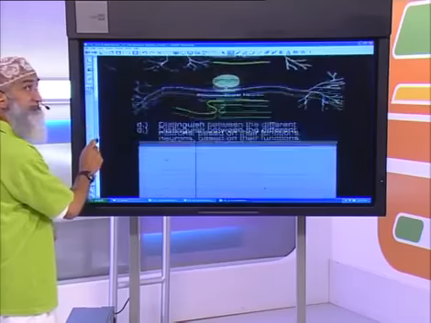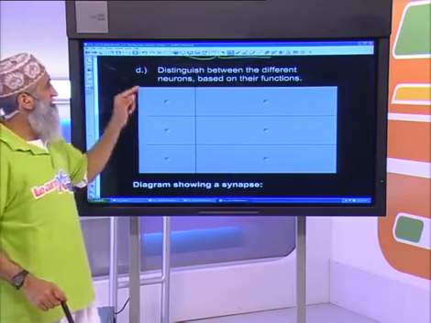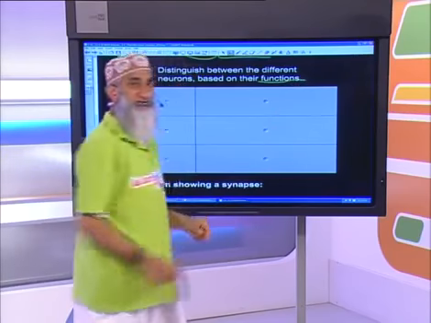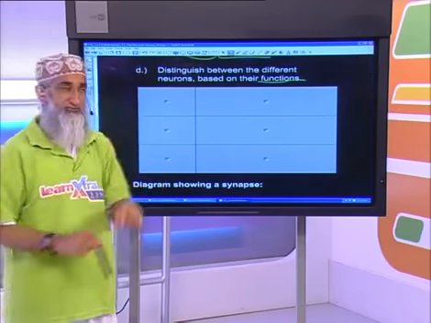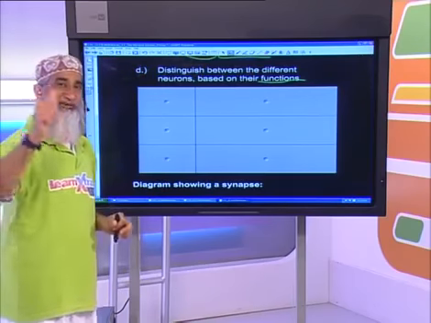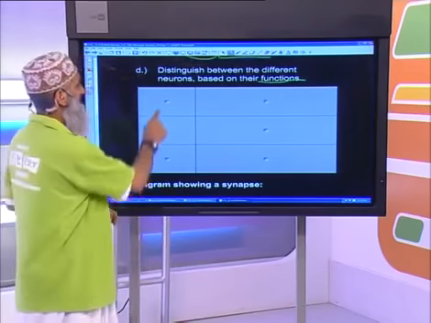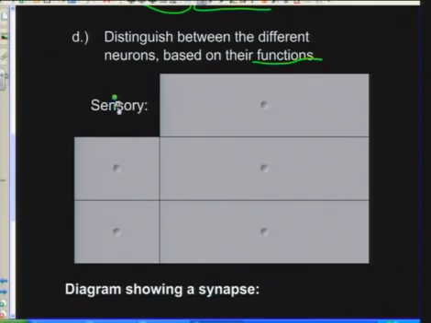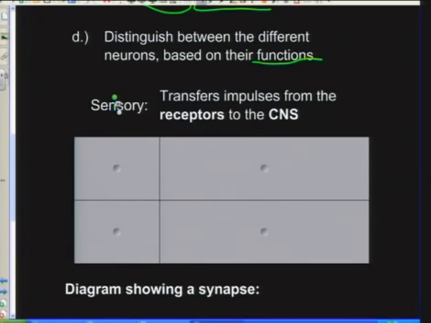The next question. Distinguish between the different neurons based on their functions. So the first one was on structure, unipolar, bipolar, multipolar. Now we're looking at neurons based on their functions. First one would be the sensory neuron. What does the sensory neuron do? It transfers impulses from the receptors to the central nervous system.